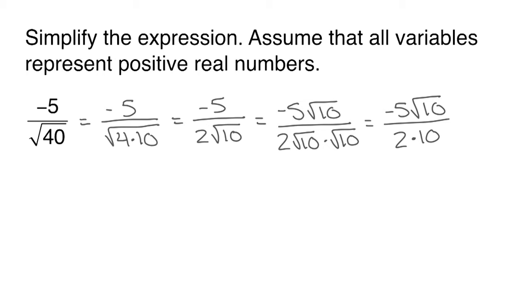Notice that we have a common factor of 5 in the numerator and the denominator. We can divide that common factor out. When we divide 5 from the denominator, we're left with 2 times 2. And so the expression simplifies to negative the square root of 10 divided by 4.